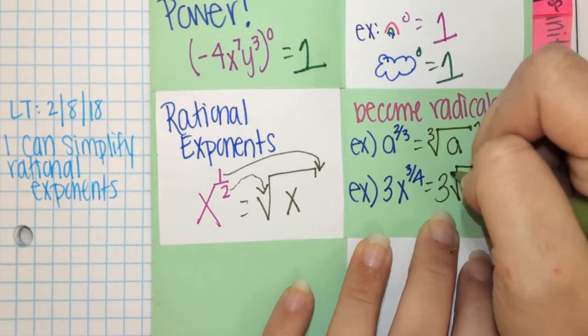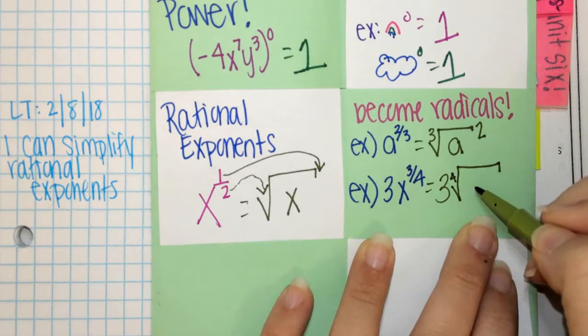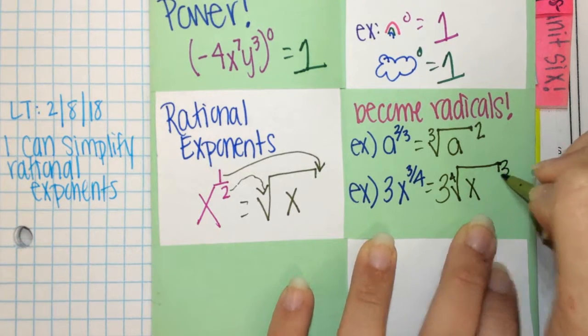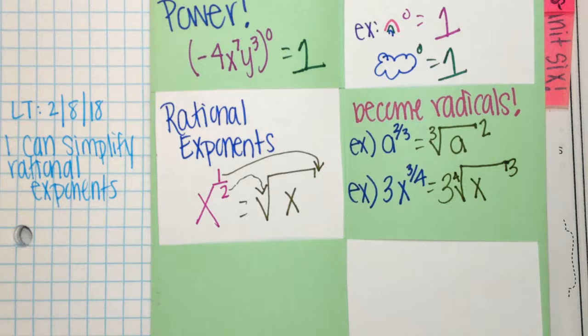The 4. The denominator goes right there. What goes under the house? X. And what goes outside? 3. And today we're going to learn how to break this down. Yay! It's really easy. Are we ready to practice?